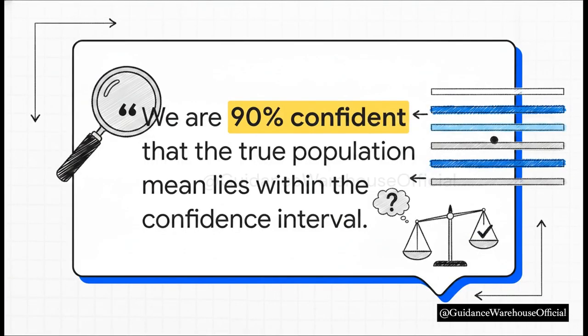Now let's see how this builds into the exact phrasing you need to use. To lock this into your memory, exactly as the OpenStax textbook lays it out, the scientifically correct way to state your conclusion is this. We are 90% confident that the true population mean lies within the confidence interval. It's a very precise, very careful sentence. We don't say there's a 90% probability that the mean is in your specific interval, because for any single interval you calculate, the mean is either definitely in it or it definitely isn't. Instead, we're saying we are 90% confident in the mathematical method that produced the interval.